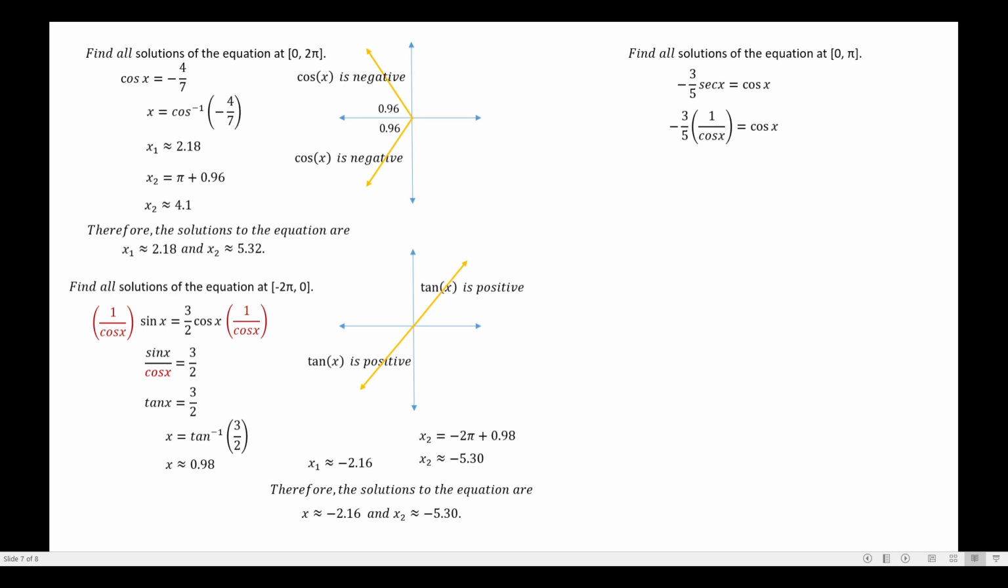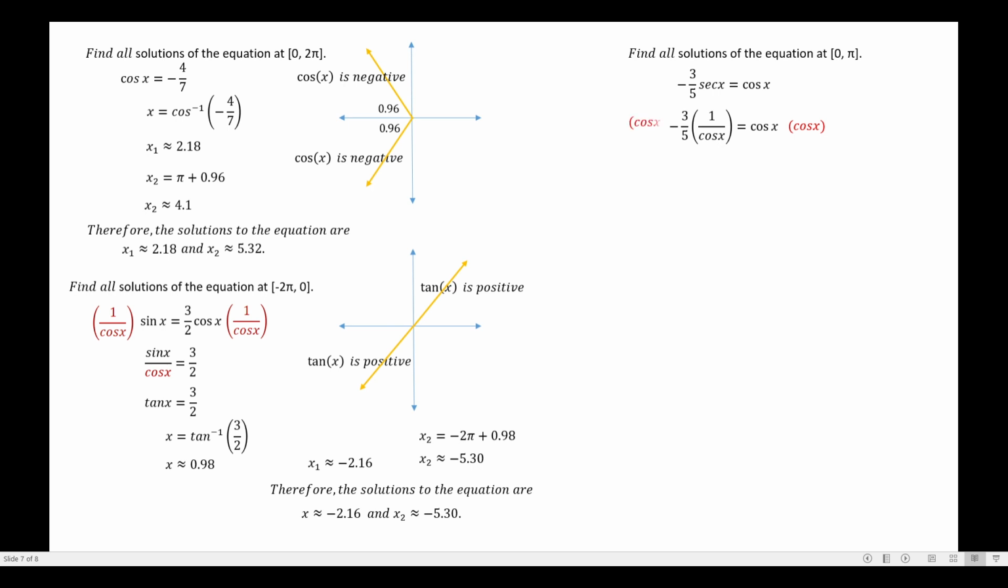Because remember, in the reciprocal identities, secant x is equal to 1 over cosine x. And so we have negative 3 over 5 times 1 over cosine x, transforming the secant x into 1 over cosine x. Okay, for what reason? Again, to obtain functions that are available in our calculator, the sine, the cosine, and the tangent. It's quite hard to do the inverse trigonometric of the reciprocal functions.